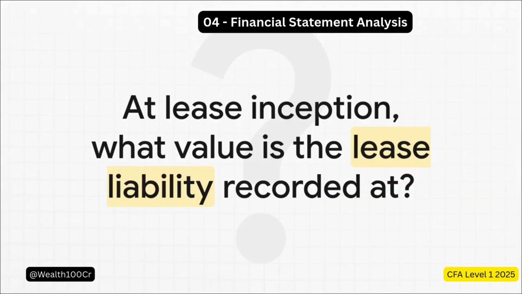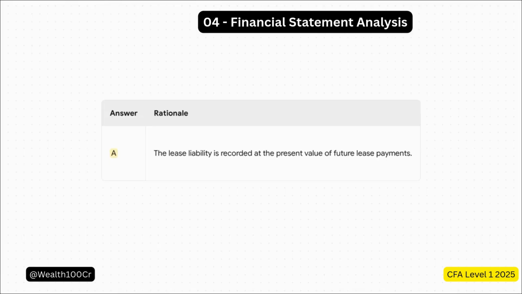All right, time to put that knowledge to the test. Have a look at this question. When a company starts a finance lease, what's the right number to put on the balance sheet as a liability? Take a second to think it through. If you picked A, you nailed it. The rule is that the lease liability is always recorded at the present value of the future lease payments. It's not the fair value of the asset. That's a fundamental point you've got to remember.